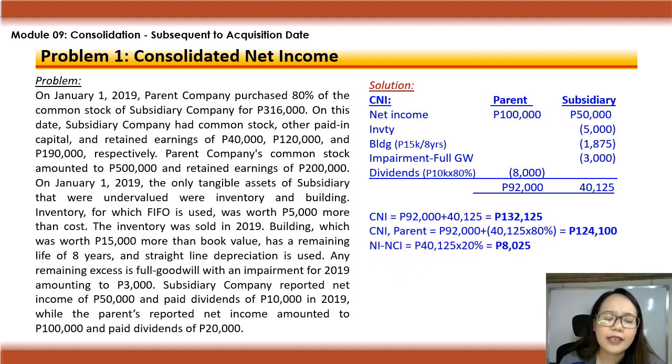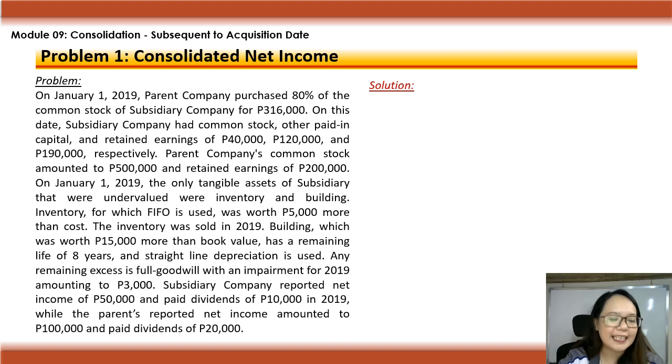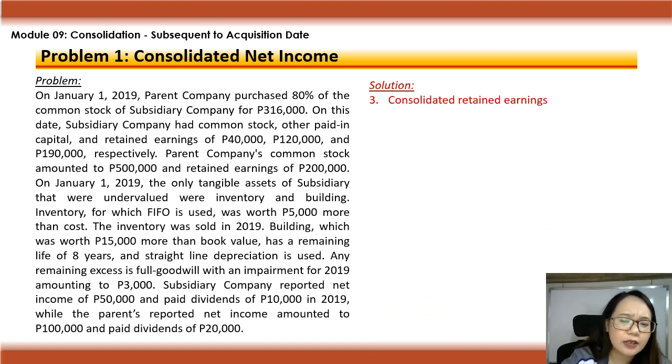For the net income share of the non-controlling interest, you have, kunin mo yung column ni subsidiary, 40,125 times percent ni NCI. That will be 8,025. Okay, that's simple. Next, how to compute for the consolidated retained earnings.